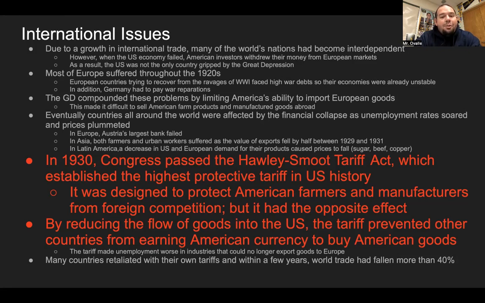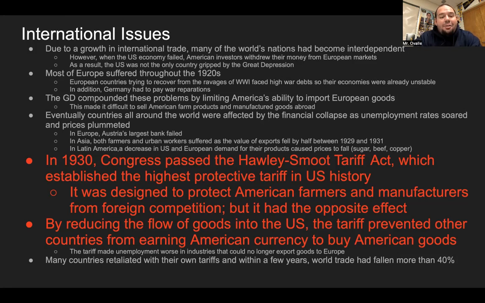Eventually, countries all around the world would be affected by the financial collapse as unemployment rates soared and prices plummeted in Europe. Austria's largest bank failed, for example. In Asia, both farmers and urban workers suffered as the value of exports fell by half between 1929 and 1931. In Latin America, a decrease in U.S. and European demand for their products caused prices to fall: sugar, beef, copper.